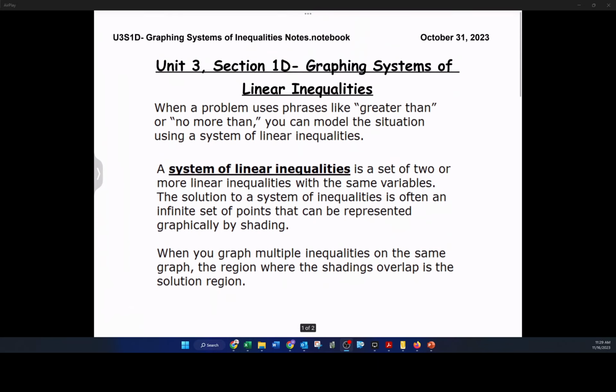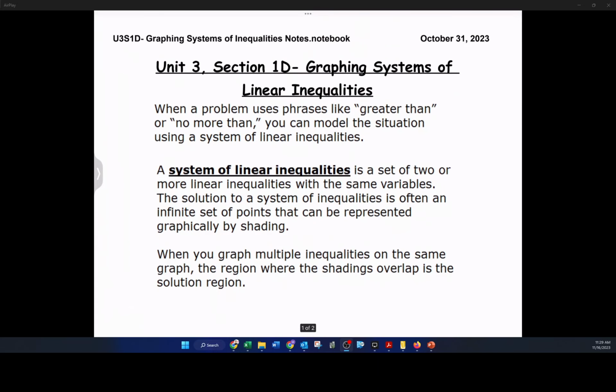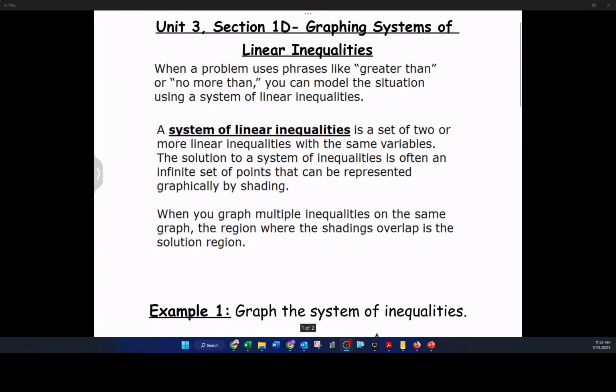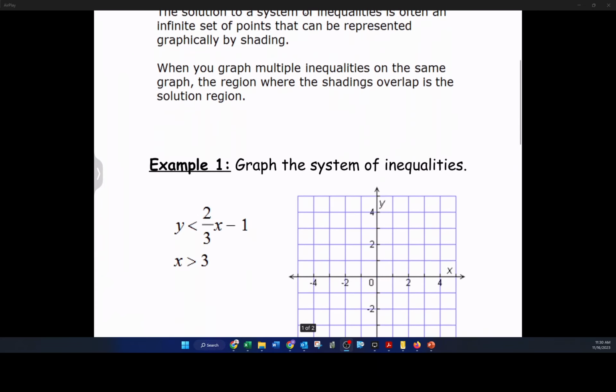Systems of linear inequalities. So section 1D, graphing systems of linear inequalities. This is going to be more of just graphing inequalities, just graphing 2 lines on each graph. That's it. So, all right. So let's look at this.